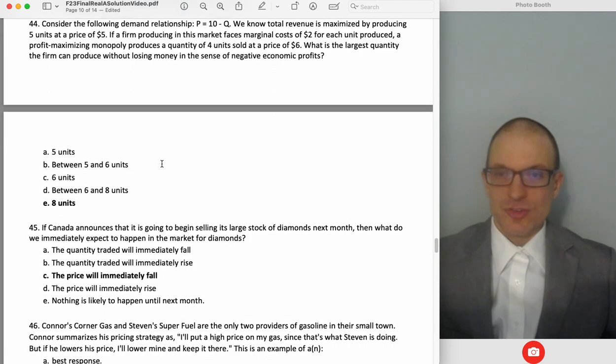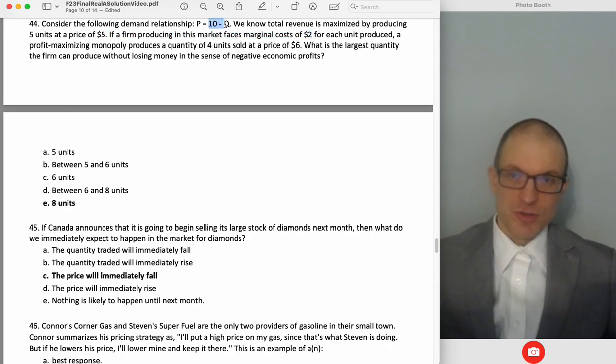Consider the following relationship, same as before: price is equal to 10 minus Q. This is the only demand relationship that we really worked with in great detail in class. This is the one I uploaded, a version of this. Anyway, what's the largest quantity the firm can produce without losing money, in the sense of negative economic profits? Okay, so we're looking for where producer surplus would go negative. Producer surplus would be zero if they produce where price equals marginal cost. And the corresponding quantity at price equals marginal cost would be 8.